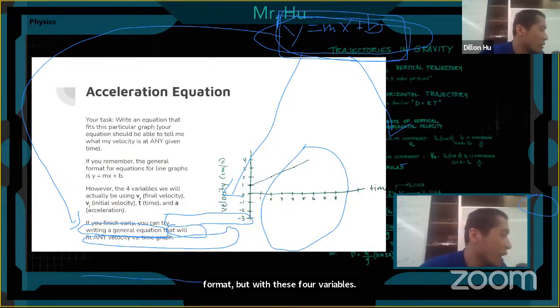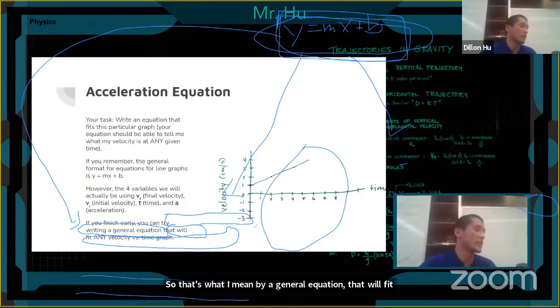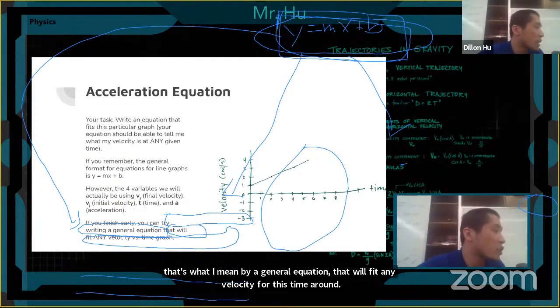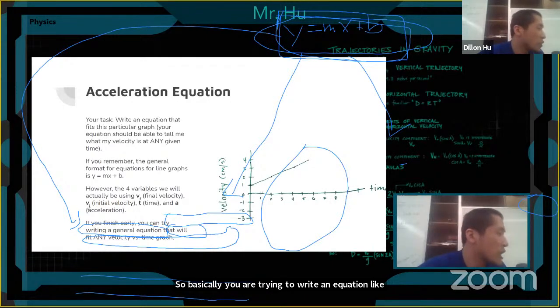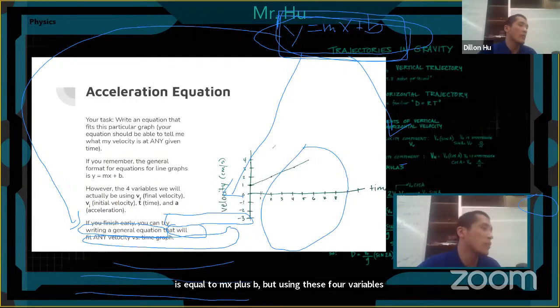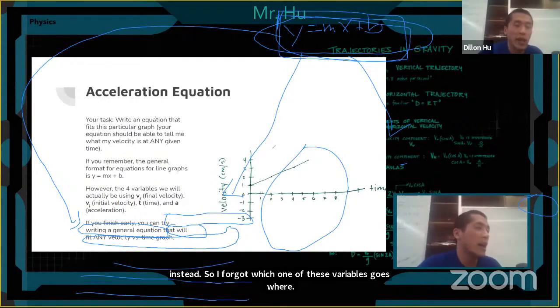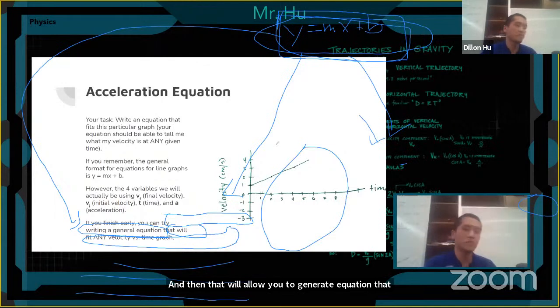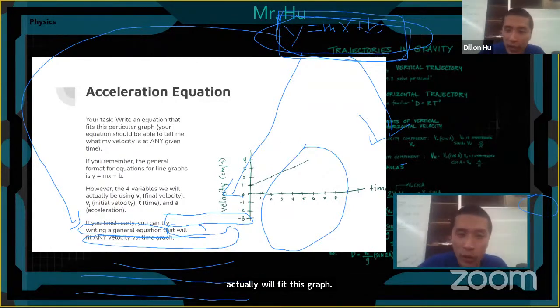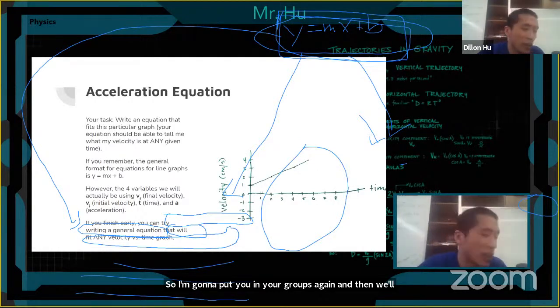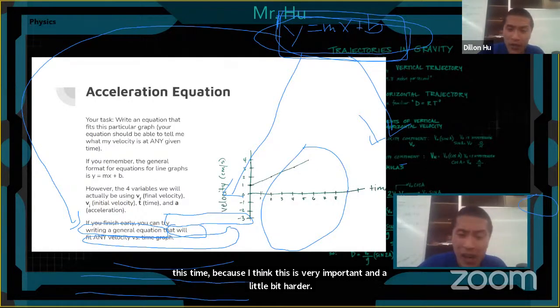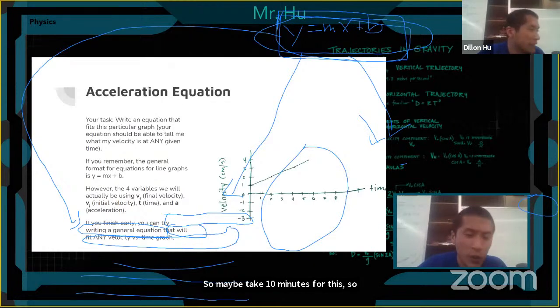That's what I mean by a general equation that will fit any velocity versus time graph. So basically you are trying to write an equation like y is equal to mx plus b, but using these 4 variables instead. Figure out which one of these variables goes where, and that will allow you to generate an equation that actually will fit this graph. I'm going to put you in your groups again, and we'll probably take a little bit more time this time, maybe 10 minutes, because I think this is very important and a little bit harder. Let's see if we can come up with an equation that fits these graphs.